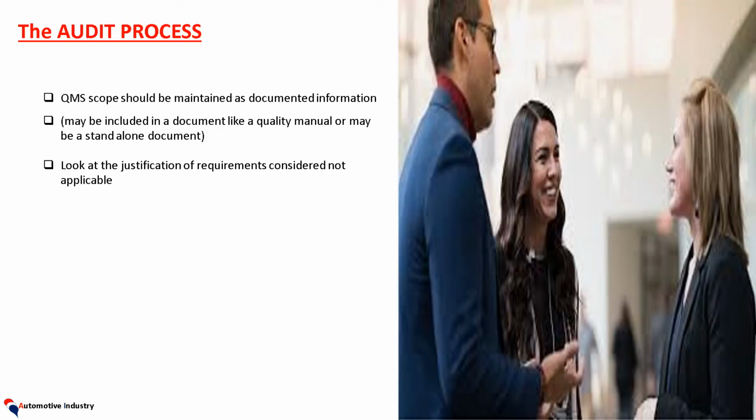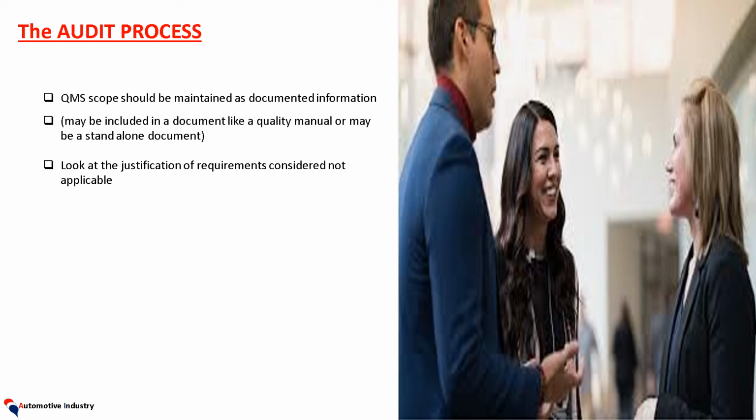Now we need to understand how we can audit this requirement. The auditor will have to understand what the scope of the quality management system is and review it. It has to be maintained as documented information. Maintain means that the scope may be revised by the organization due to some changes in its structure and activities.